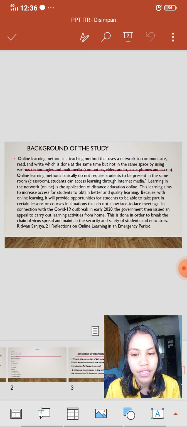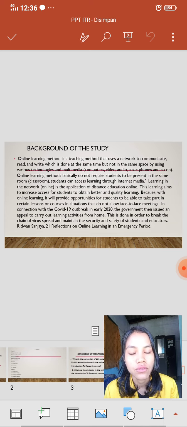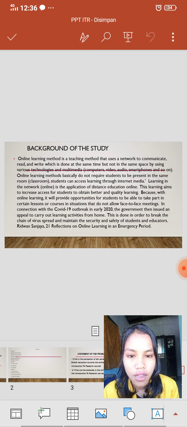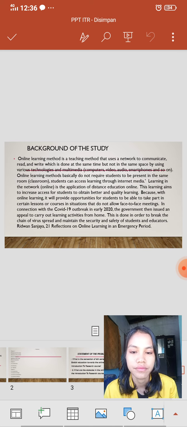In connection with the COVID-19 outbreak in early 2020, the government issued an appeal to carry out learning activities from home. This is done in order to break the chain of virus spread and maintain the security and safety of students and educators.